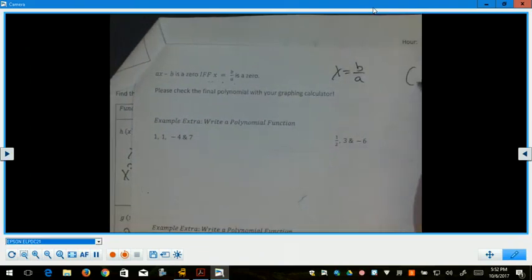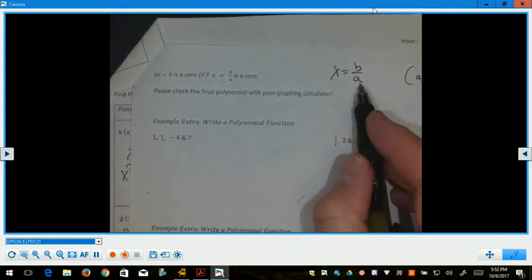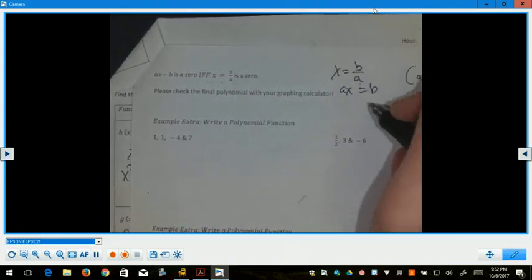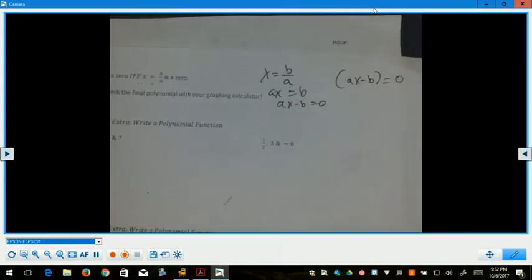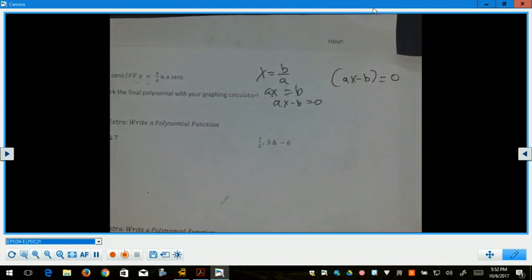I have x equals some fraction, some rational number. If I were going to get this equal to 0 so that it looked like a factor, ax minus b equals 0, I would have to multiply both sides by a and then subtract b to get it equal to 0. Now we don't normally do this. Normally we work in reverse.